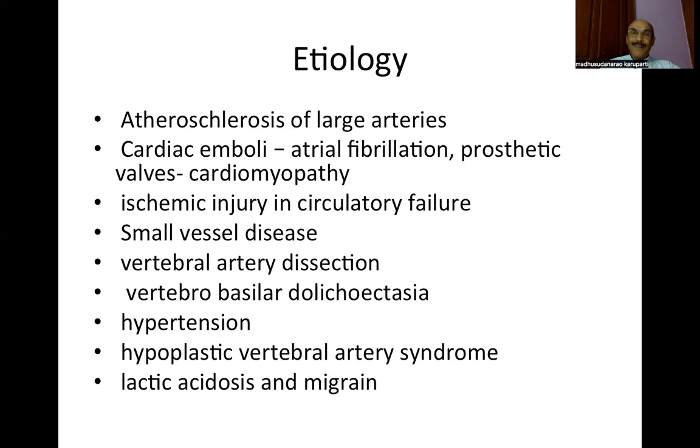Coming to the etiology. Etiology is due to obstruction to the large vessels. It could be large vessel disease or small vessel disease or due to cardiac embolization. Large vessel disease affects the vertebral arteries and its branches with atherosclerosis. Atherosclerotic plaque results in the obstruction to the blood flow in the vertebral arteries. And sometimes there's a break in the atherosclerotic plaque, resulting in embolic manifestations, causing lacunar infarcts.